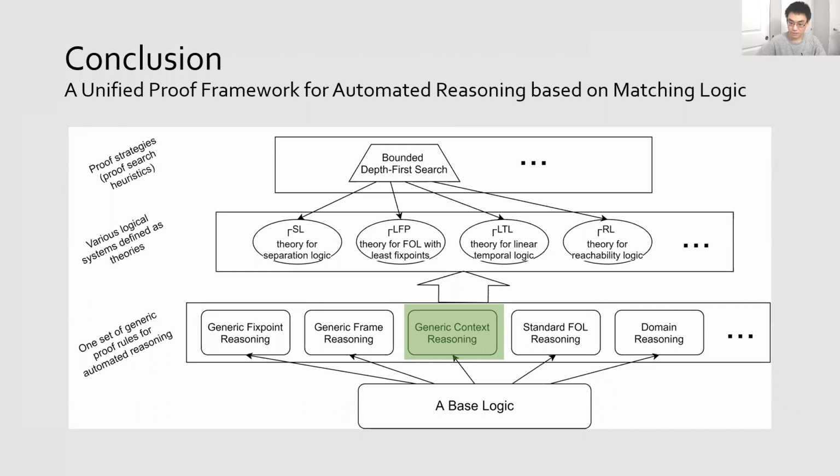The main challenge is how to handle fixed points that occur within a context. To solve that, we propose a generic context reasoning module and the concept of contextual implication. We evaluated the effectiveness of our proof framework using 4 different logical systems and have obtained promising results. Our work shows that a unified proof framework for automated fixed point reasoning is indeed possible in practice.